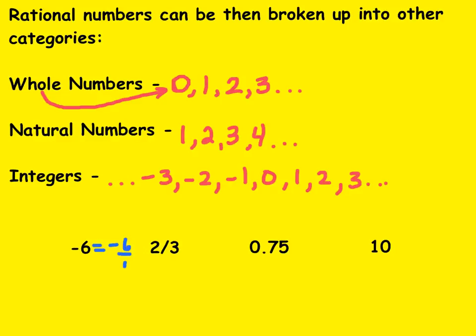So since it can be written as a fraction, that means -6 is a rational number. And I'm just going to abbreviate that. Now that I know that this number is rational, I can go ahead and check and see if it's a whole number, a natural number, or an integer. Is -6 a whole number?